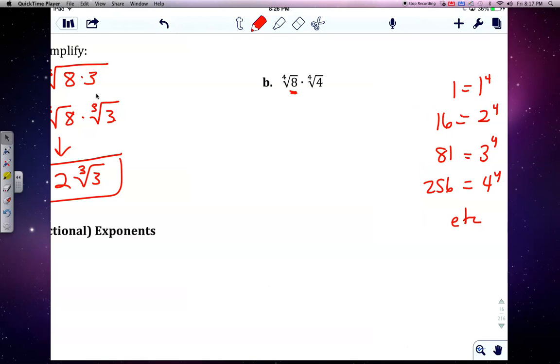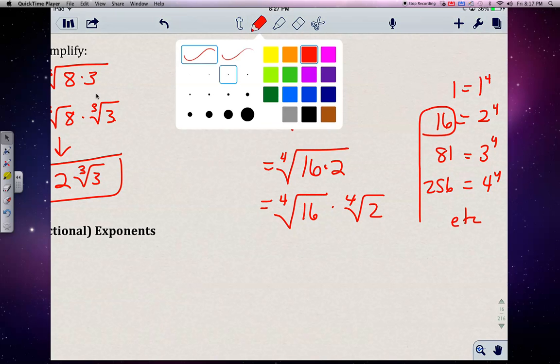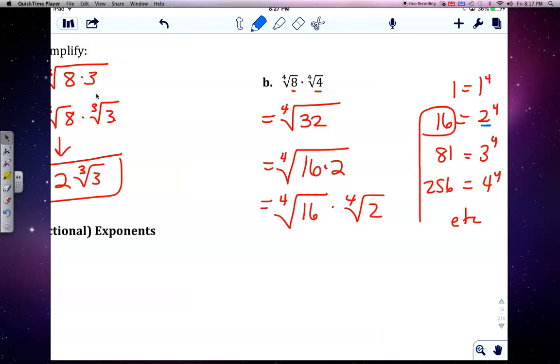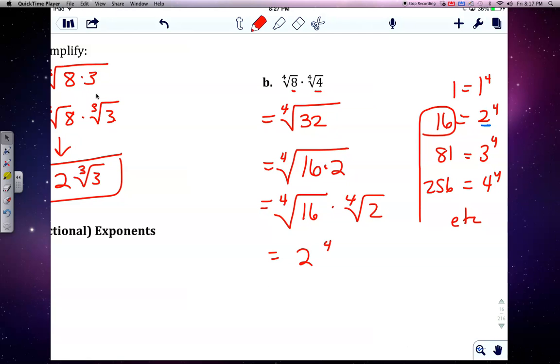But what I can do is go back to what I did before and combine these and get the fourth root of 8 times 4, which is 32. Now I look at this list again and I go 32. Can 32 be broken up into two numbers, one of them being on this side? And there it is. So it's the fourth root of 16 times 2, which is the fourth root of 16 times the fourth root of 2. And the fourth root of 16 is just 2. I get 2 and then the fourth root of 2.